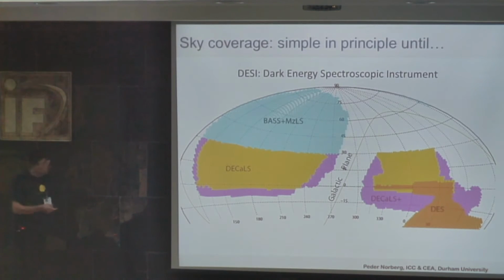It can be complicated for other reasons. This is the DESI footprint. Now, what's complicated here? This imaging comes from BASS and MzLS. This imaging comes from DECaLS. This imaging comes from DECaLS plus. This imaging comes from DES. Why?